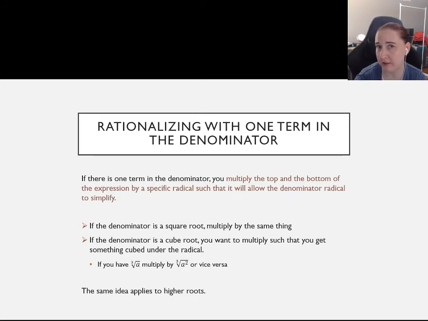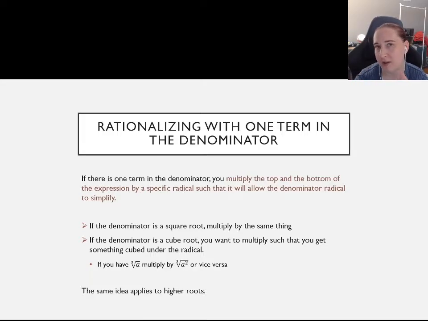If it's a square root, it's easy. You just multiply by the same thing that you see, because the square root times the square root, those cancel out. But if it's a cube root or any index higher than that, you have to get a little creative. You have to think about what you're trying to do. For a cube root, for example, if you have the cube root of a, in order to get the cube root to cancel, you need an exponent of 3. So you have to multiply it by the cube root of a squared, so that when you combine those, you now have an exponent of 3.